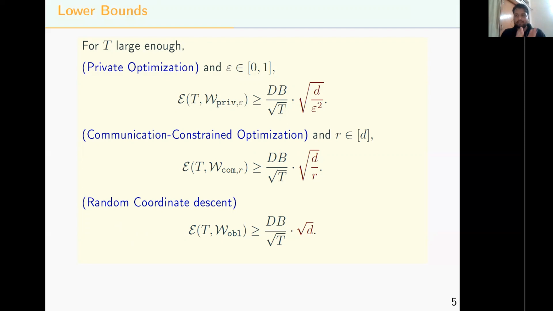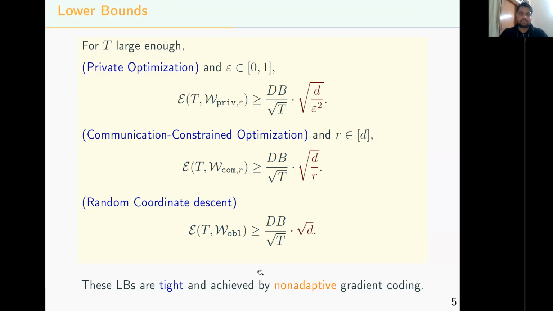So the sampling mechanism remains the same throughout the T iterations. In other words, it's non-adaptive. And yet we achieve this lower bound which holds for adaptive protocols. In fact, all these lower bounds are tight, and they are all achieved by non-adaptive gradient coding. So you can just fix your privacy mechanism or your quantizer, or in this case, your sampling mechanism for T iterations, and that mechanism along with projected stochastic gradient descent will achieve these lower bounds.